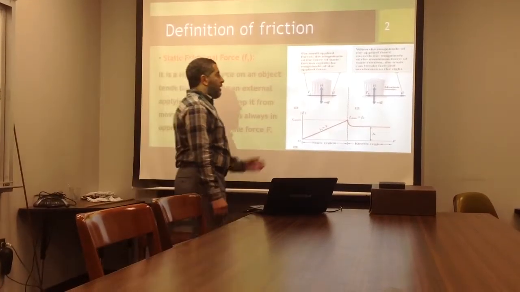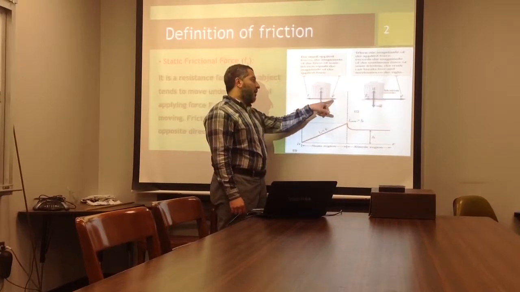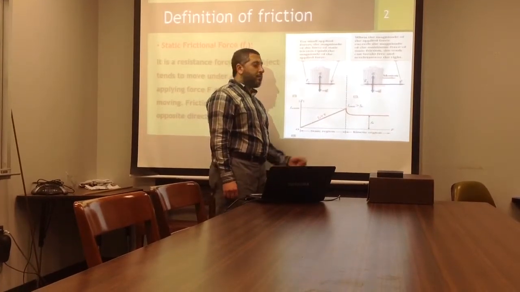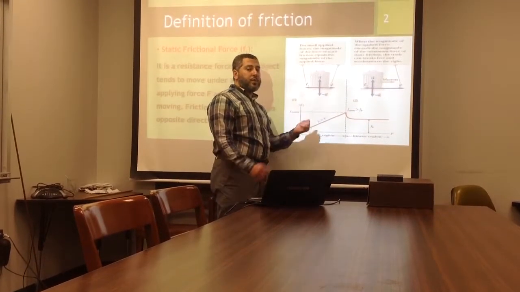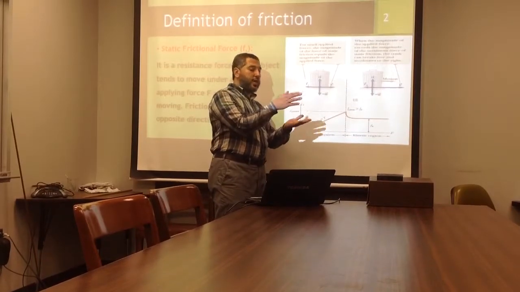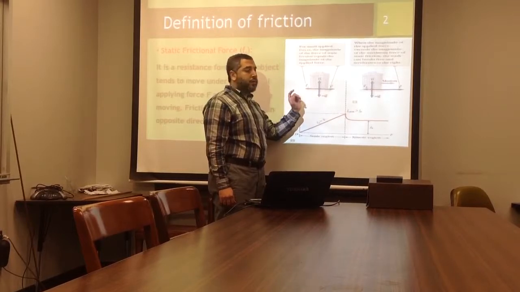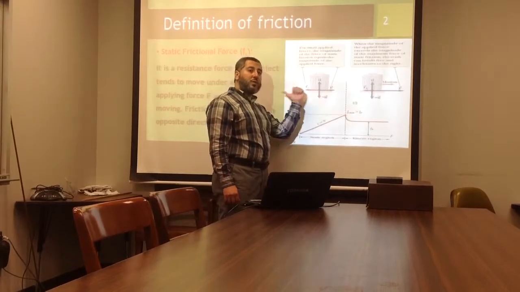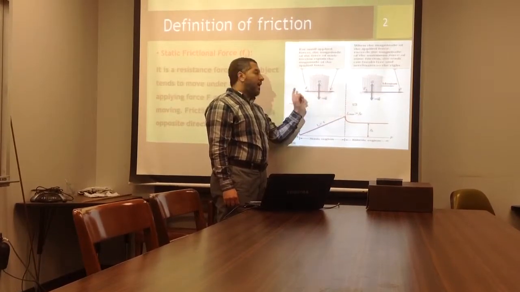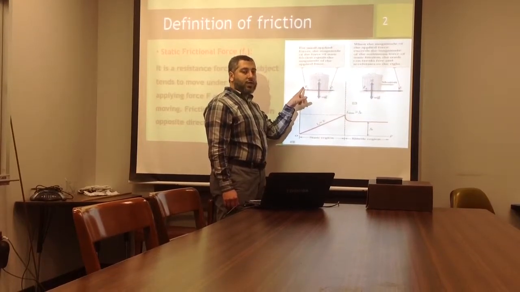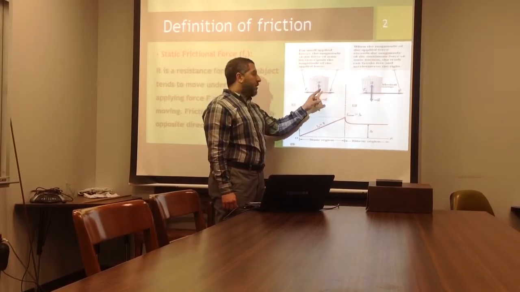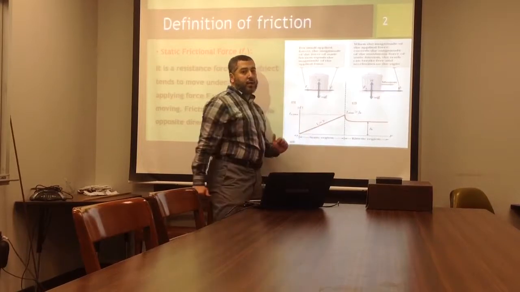What does it mean? If we have a trash can like this and the applied force F along this direction, a resistance force will appear between the bottom of the trash can and the floor. This resistance force is called frictional force. And the frictional force is always opposite in direction to F. And if the frictional force is equal in magnitude, that means the two forces will cancel out.